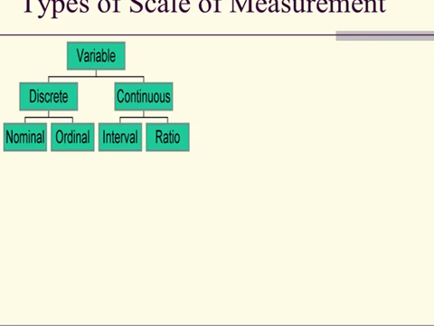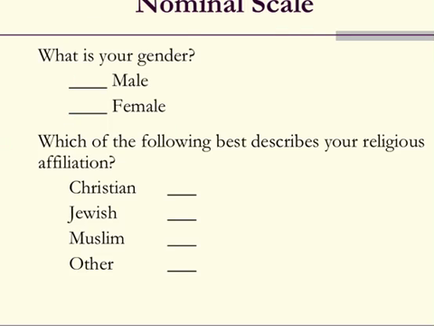You have your variable, which you've learned about before. Variables are subdivided into two distinctive groups: discrete variables and continuous variables. Discrete variables can be represented by nominal and ordinal measures. Continuous variables are represented by interval or ratio units of measure. If we check out what nominal is, if it were computerized, it's a 0 or 1. It's one or the other. Are you male? Are you female? Are you Christian? Are you Jewish? Are you Muslim? Or are you other? It's one or the other.